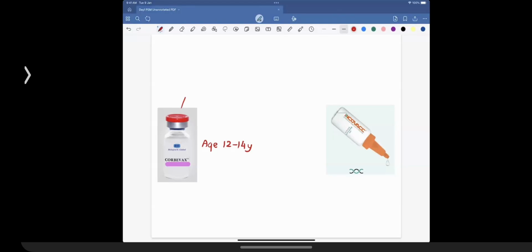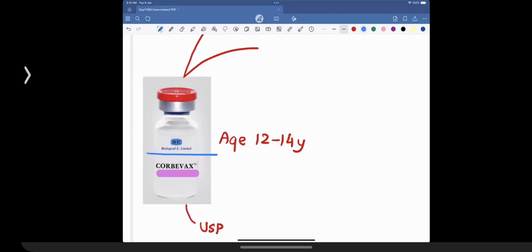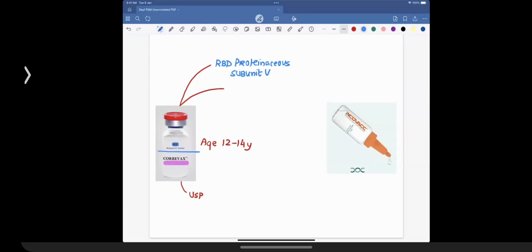You answer 2-3 questions. Type of vaccine, manufacturer, and USP. It is receptor binding domain, a proteinaceous subunit vaccine. It has been prepared by Biological E Limited, Hyderabad. Again, 2 doses, 0.5 ml each, intramuscular, gap 4 weeks, in deltoid.